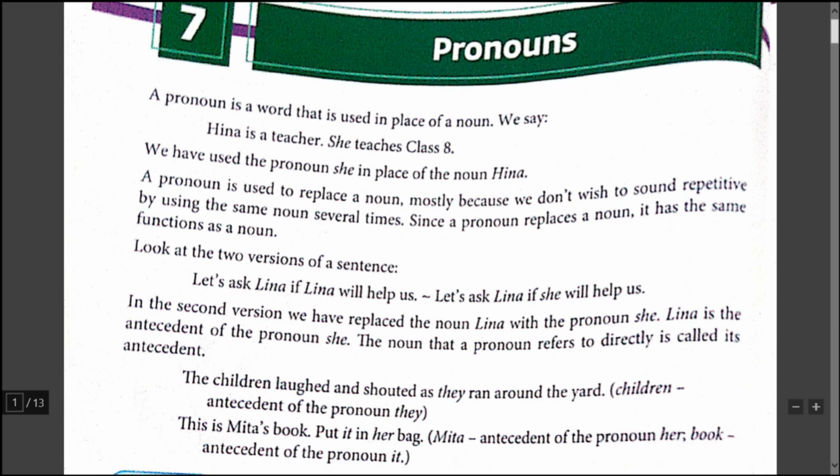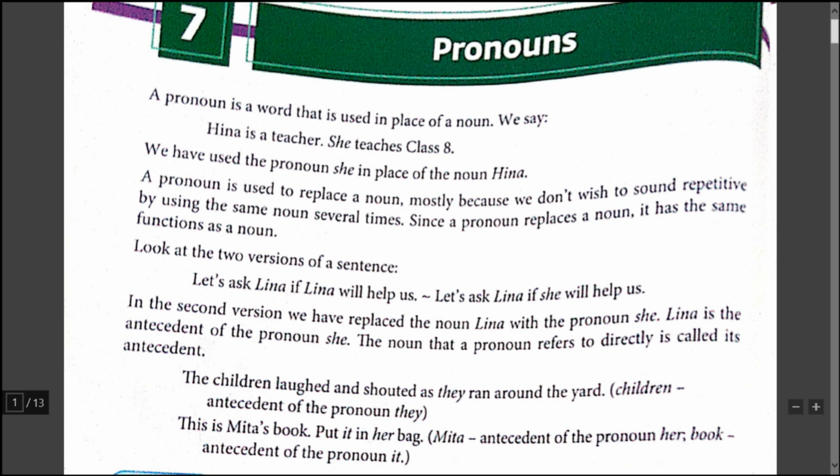Next sentence. This is Meeta's book. Put it in her bag. About whom are we talking? About Meeta we are talking. Meeta will be the antecedent of the pronoun her. What are you going to put in the bag? Book. So here, book is the antecedent of the pronoun it.